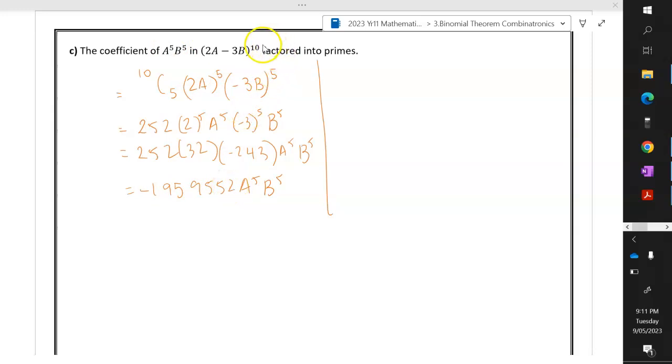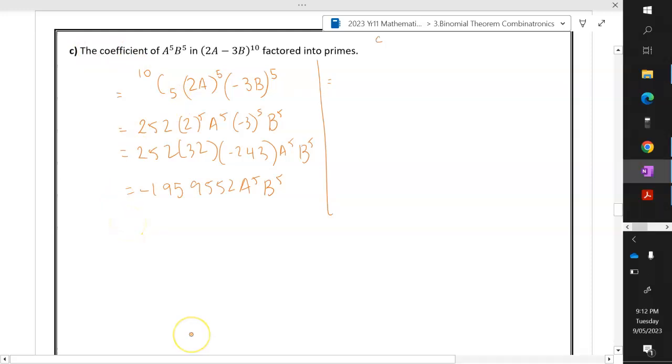But the question said factored into primes, and that means we need to find our answer in terms of prime numbers. Now, we can't go from this answer here and work out prime numbers because it's going to take too long. So what we are going to do is go back to basics and see if we can get that in terms of primes. So remember what 10 choose 5 actually is.